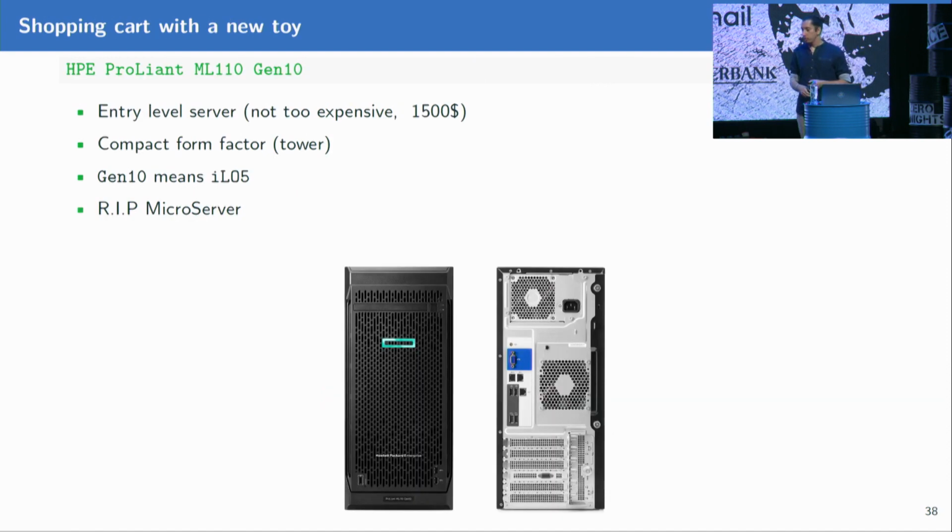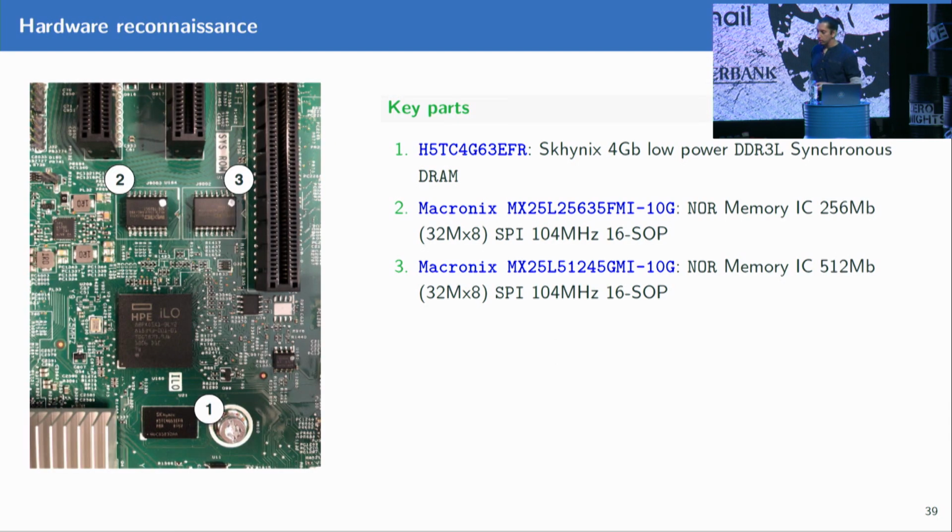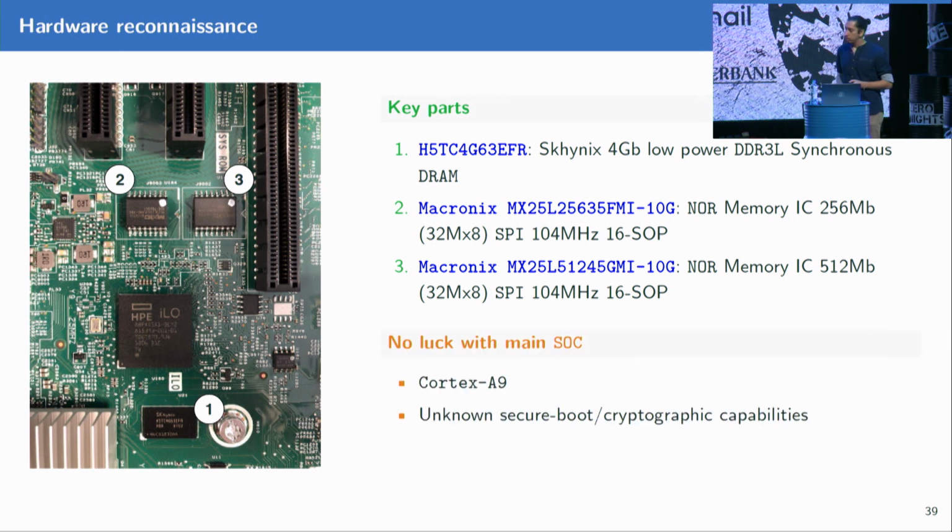So we needed a new toy to do the research. We bought one entry-level server, not too expensive. It is a Gen 10, so it has ILO 5. And that's on this hardware that we are working. Just a few quick checks on the motherboard. We can see there is some memory below. On the top of the picture, we have the flash memory, the same as on the PS4 actually. And in the middle, we have the ILO chip.